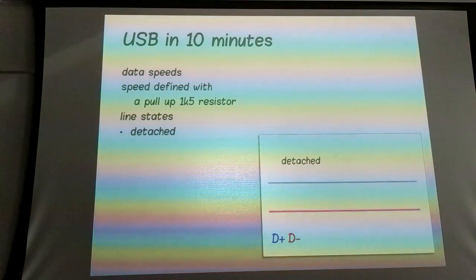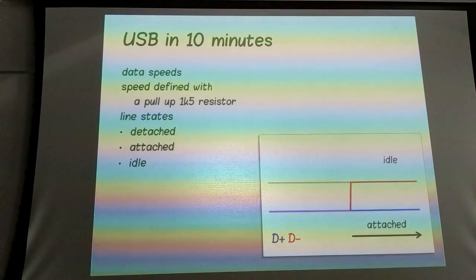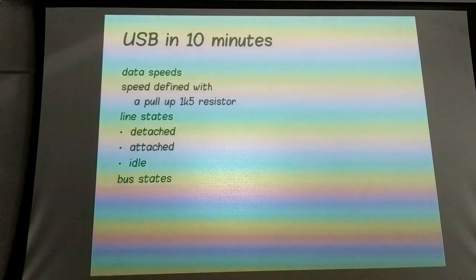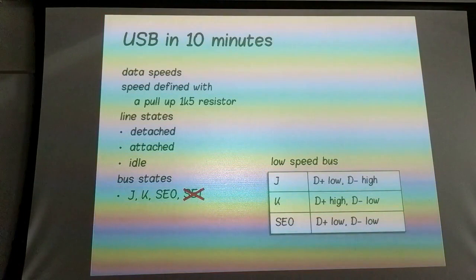A device communicates its data speed to the host with a pull-up resistor connected to either the D plus or D minus line. The line can be present in either detached state, when no device is connected to the host, or attached state. When a low-speed device is attached, the minus line goes high due to its pull-up resistor, and the line is said to be idle. We can also talk of bus states.